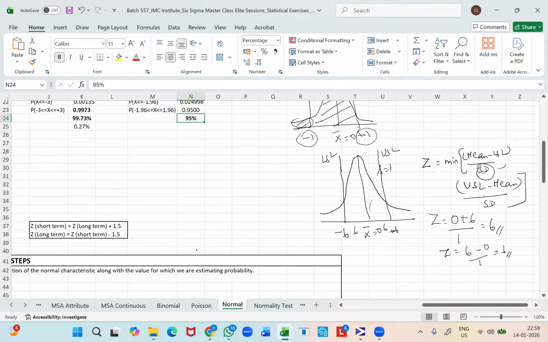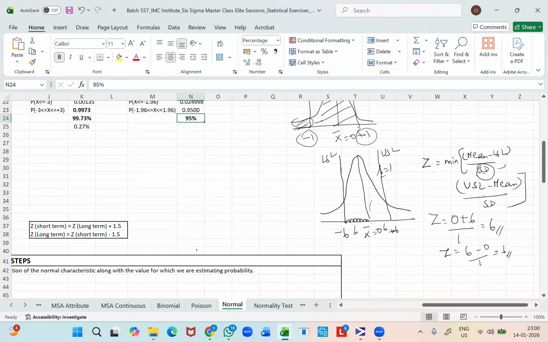Now, what is the standard deviation value? It is 1 unit. So what is the distance between mean and LSL? 6 units. So how many standard deviations will you be able to pack between mean and LSL? 6 standard deviations. So that is why the sigma level is 6.